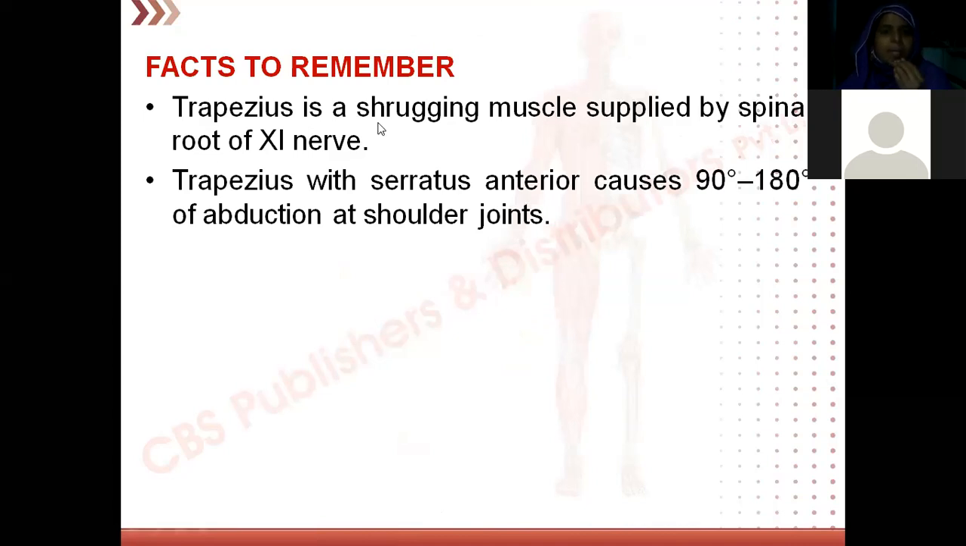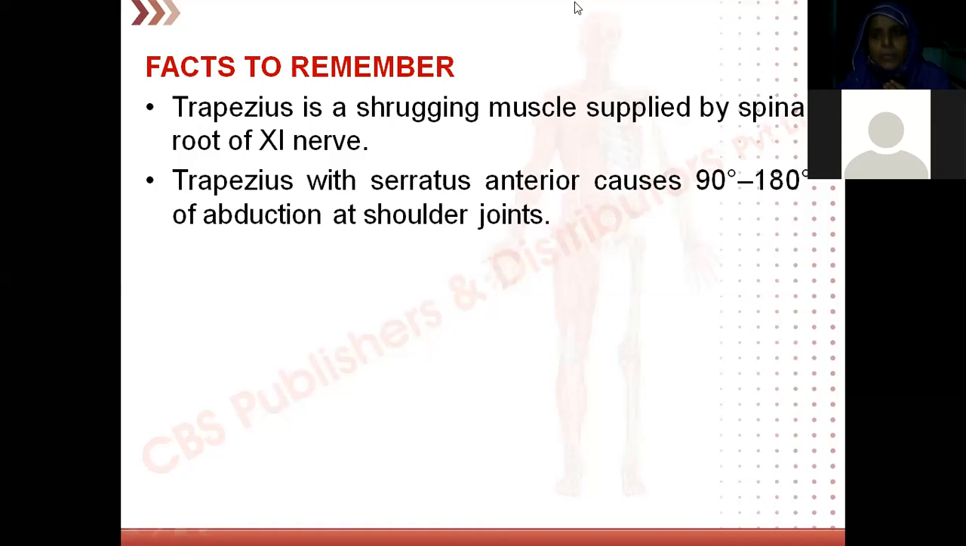You can remember, trapezius is a shrugging muscle. It is supplied by the spinal part of the accessory nerve. Trapezius along with serratus, they cause 90 degrees to 180 degrees of abduction at the shoulder joint. Like this. So now after this, I will take you to one more lesson.